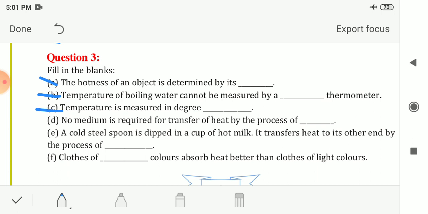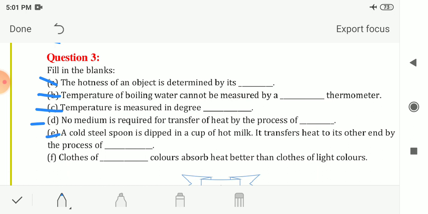Next is, temperature is measured in degree blank. So the temperature is measured in degrees Celsius. So the answer is Celsius. Next is, no medium is required for transfer of heat by the process of blank. In which process do we not require a medium for transfer of heat? So the answer is radiation. In the radiation process we do not require a medium for the transfer of heat.